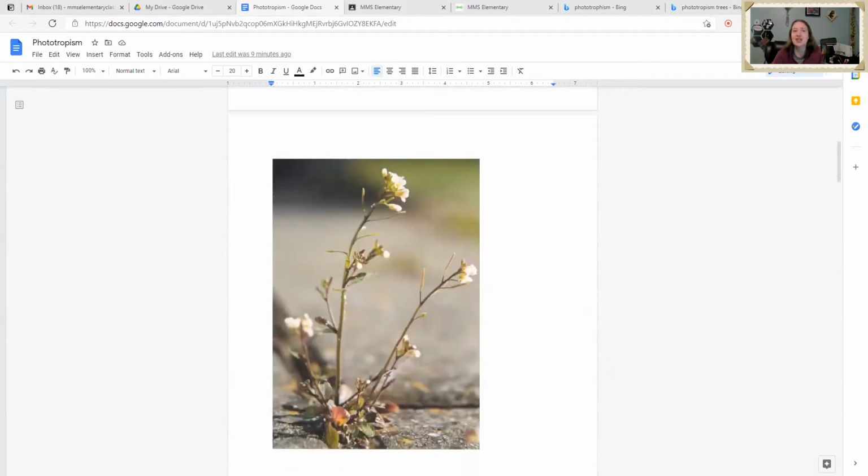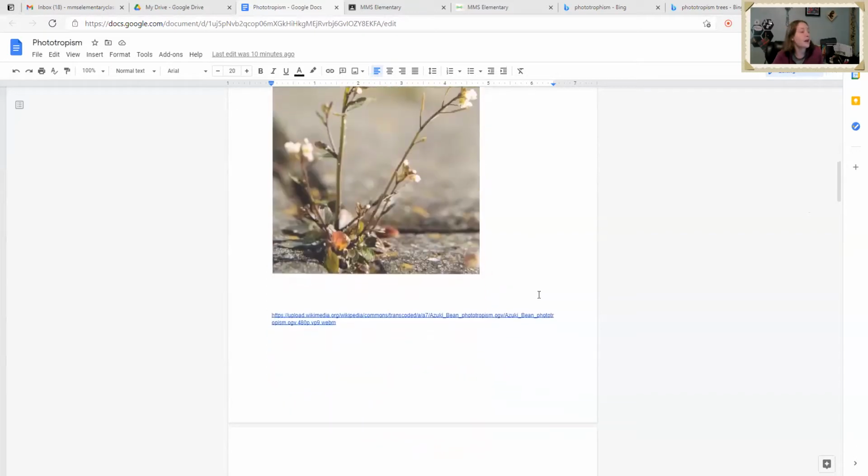It is doing such a good job of staying alive that it's growing in a tiny crack in the pavement somewhere. Take a minute and look at that plant and decide in your own head before I draw it where the sun is in the sky. Where's the sun in that picture if the plant is leaning towards it? The sun's got to be somewhere over here, right? Because the plant is bending towards the sun.